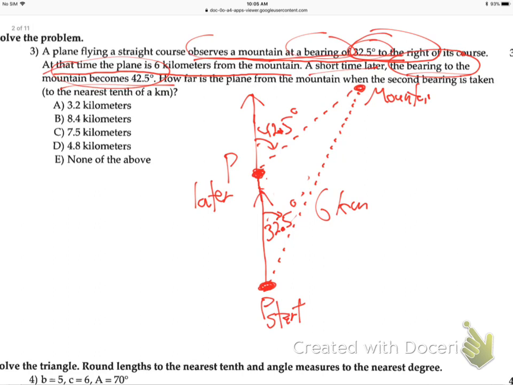Okay, now let's try to crank out the answer. Now that we have this, what do they want me to do? How far is the plane from the mountain at the second time? How far? They want this right here, don't they? The distance the plane is from the mountain at the second observation. Okay, so we have a little triangle. We have x, we have 6, we have 32.5.